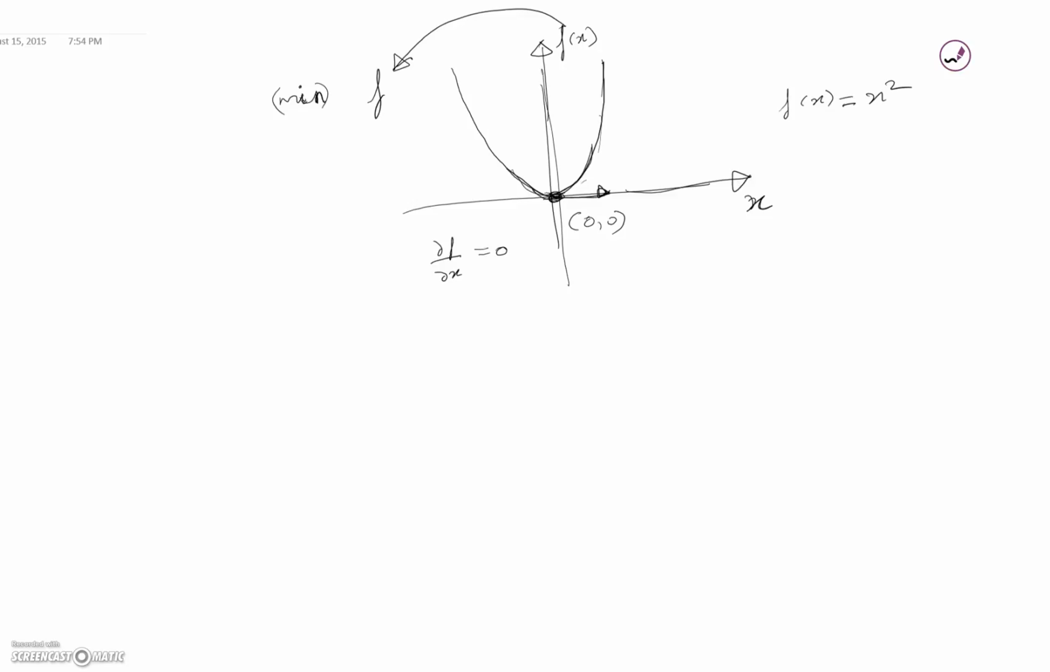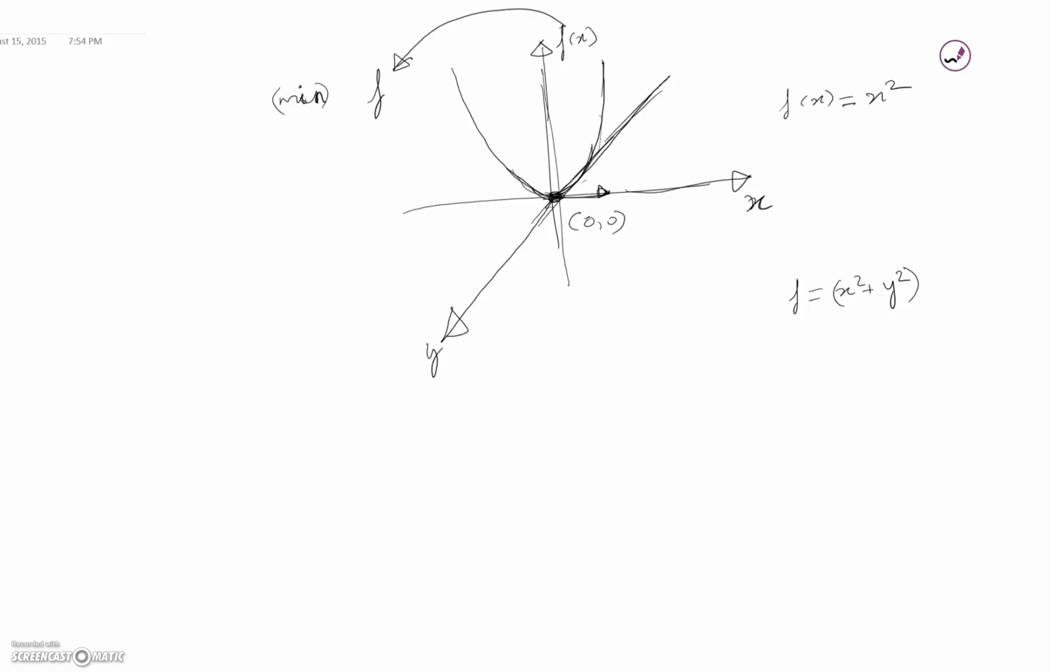Now let's make things a little more interesting. Let's add a y-axis as well. We are not happy with just one dimension, we want two. And now what is f? Well, let's call f x squared plus y squared. And so instead of a parabola, f is now a paraboloid.